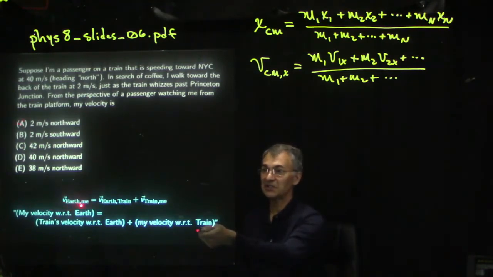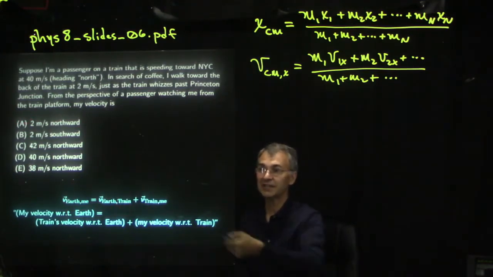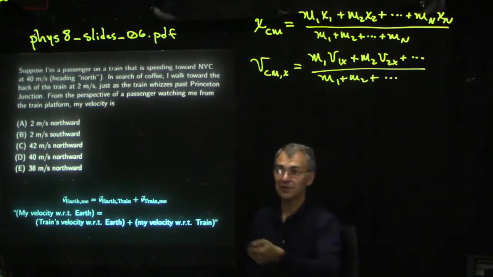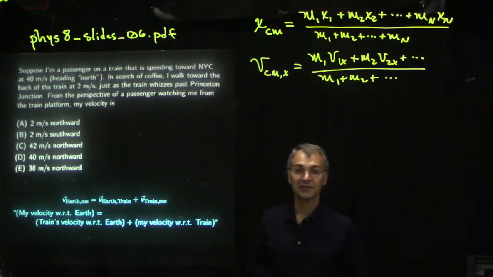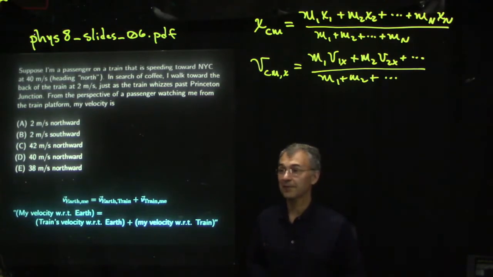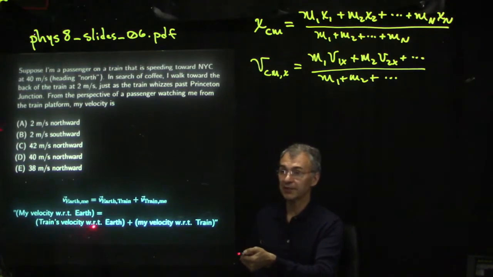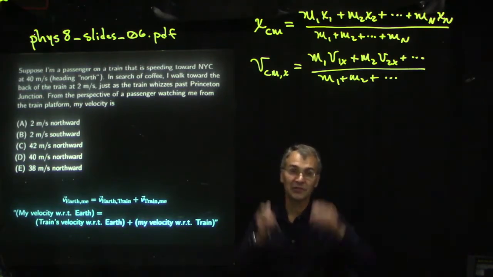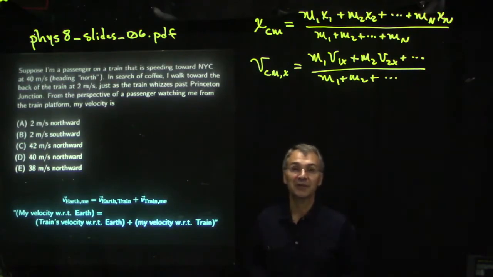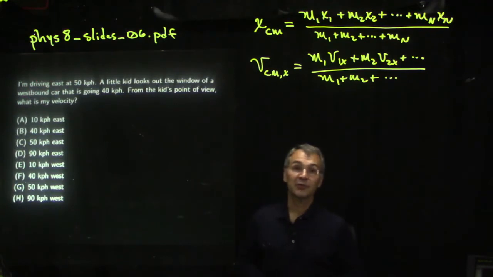The velocity of me with respect to the Earth equals the velocity of the train with respect to the Earth plus the velocity of me with respect to the train. Whoa. My velocity with respect to Earth equals the train's velocity with respect to Earth plus my velocity with respect to the train. You might have to pause and scratch your head a little bit and think about that last statement.